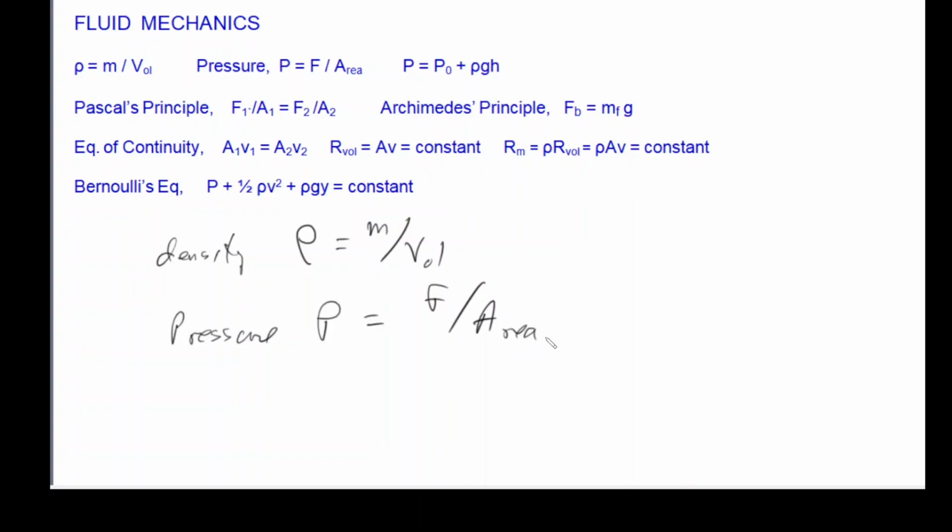The unit for density is kilogram per meter cubed, and the unit for pressure is Newton per meter squared, which is also called a Pascal. Note that the pressure is equal throughout the fluid and does not depend upon its shape.